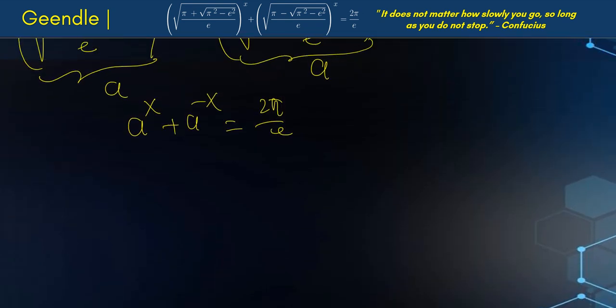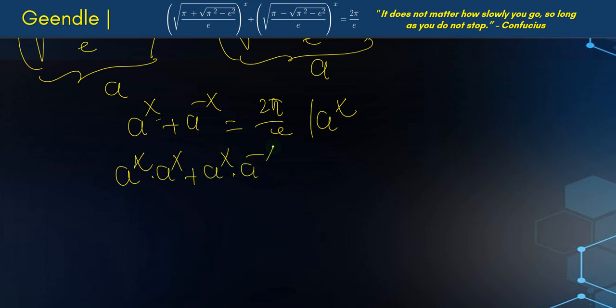So now I'm going to multiply both sides of the equation by a to the x. Here I have a to the x times a to the x plus a to the x times a to the minus x, and this is equal to 2 pi over e times a to the x.